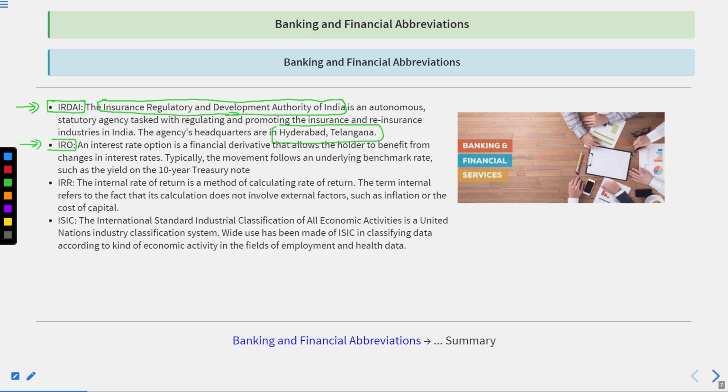The IRO, interest rate option. It is a financial derivative allowing the holder to benefit from changes in interest rates. Typically, the movement follows an underlying benchmark rate, like the yield on the 10-year treasury notes.